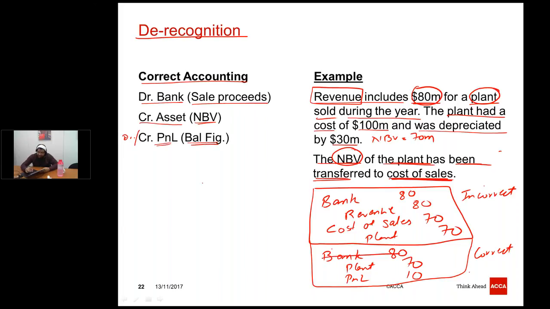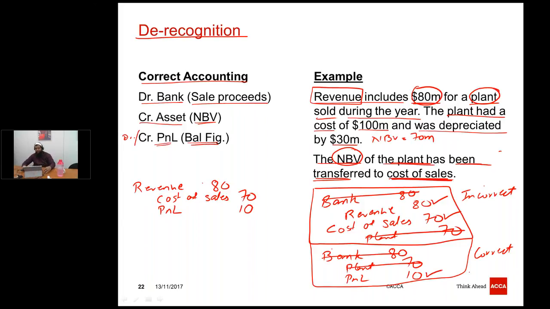So now the bank has been debited correctly. The plant has been credited correctly. So now the correcting entry is going to be revenue debit by 80, revenue corrected, cost of sales credit by 70, cost of sales corrected, and then the P&L balancing figure being recorded by 10, P&L corrected. So this is the correcting entry that the students will be expected to write in the exam in this case.